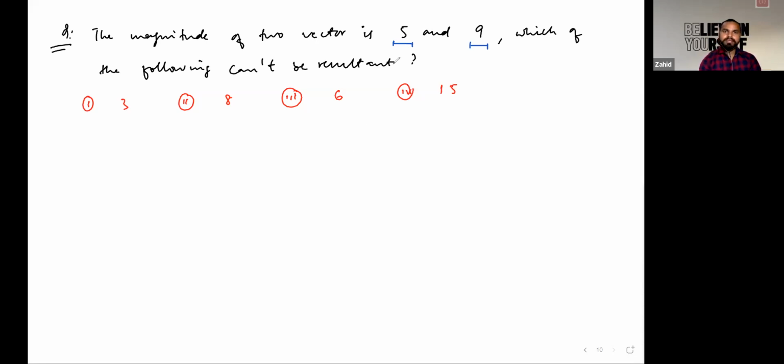Defining how to calculate. In this part, the first vector is 5 and the second vector is 9. So the minimum resultant will be the difference of these two vectors, and you have to take only the magnitude part. So just subtract larger minus smaller. So it will be 4. And the maximum value of this resultant will be 9 plus 5, so it will be 14. Means the resultant of these two vectors must lie from 4 to 14.